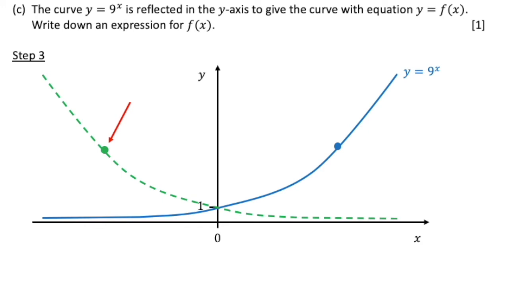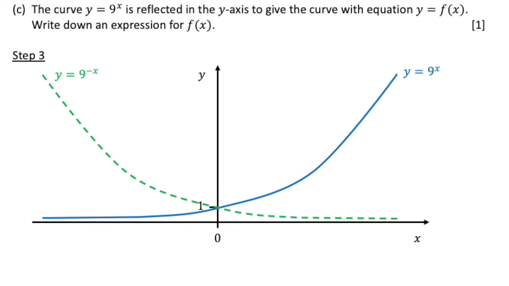The equation or formula was y equals 9 to the power x. I've just suggested that the values of y don't change and the values of x are reversed, they're negated. So the equation formula describing the new graph should be this. So y remains the same and x has been replaced by negative x. So the equation for the curve is y equals 9 to the power negative x.